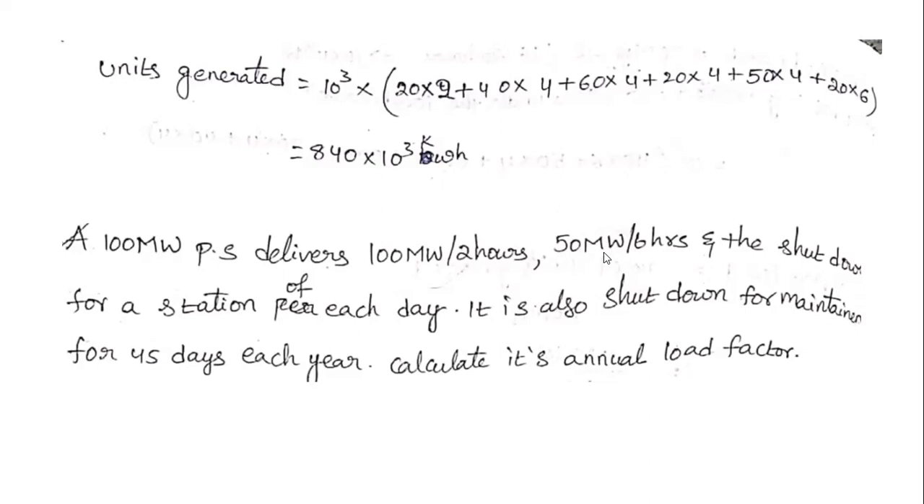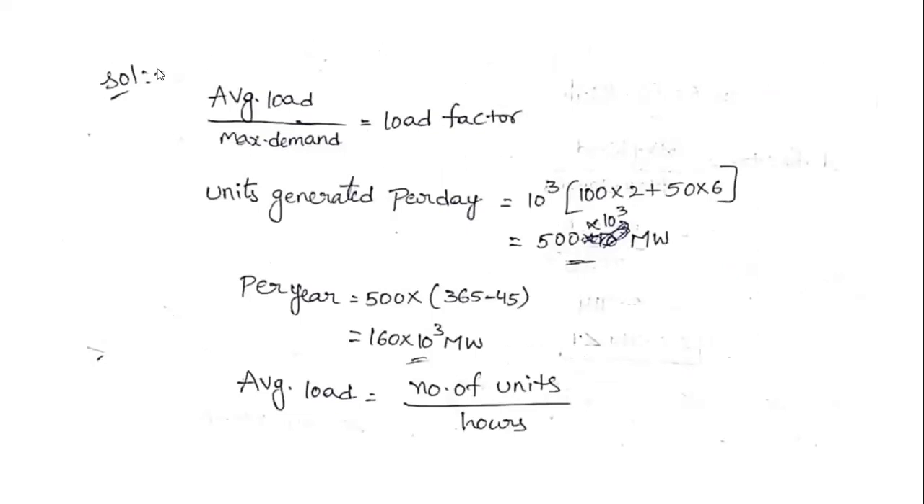Next, 50 megawatts for 6 hours, and the station is shut down for the rest of each day. It is also shut down for maintenance for 45 days each year. Therefore, we need to calculate the annual load factor.